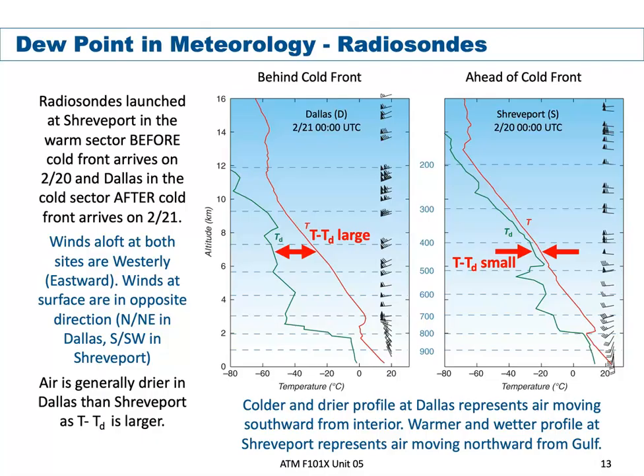Over Shreveport, TD is close to T, whereas over Dallas, TD is much less than T. The Dallas sounding reflects the presence of cold, dry air from the northern Midwest in Canada, while the Shreveport sounding reflects the presence of warm, moist air from the Gulf of Mexico.